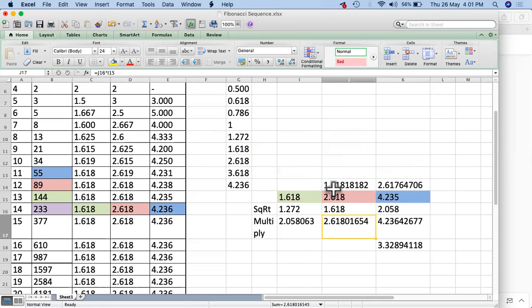How do we get the next number? As we saw, this is a square root. So 1.272 is a square root of 1.618. Similarly, 1.618 is a square root of 2.618. And we get one more extension, which is a square root of 4.236, which is 2, right? So we have extensions 1.272, 1.618, 2.618, 4.236.